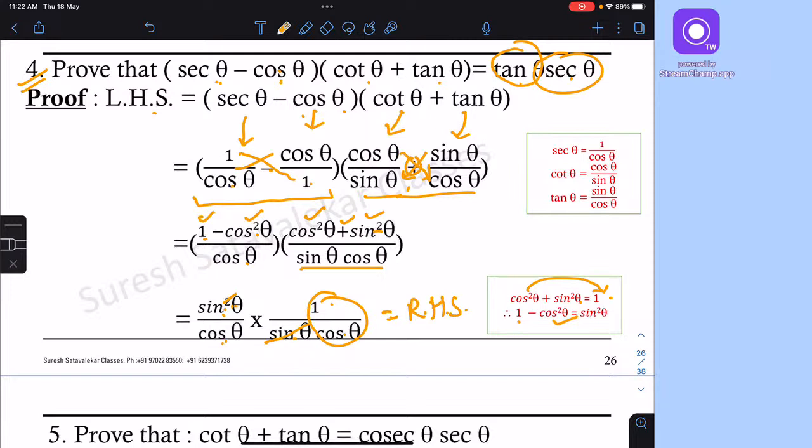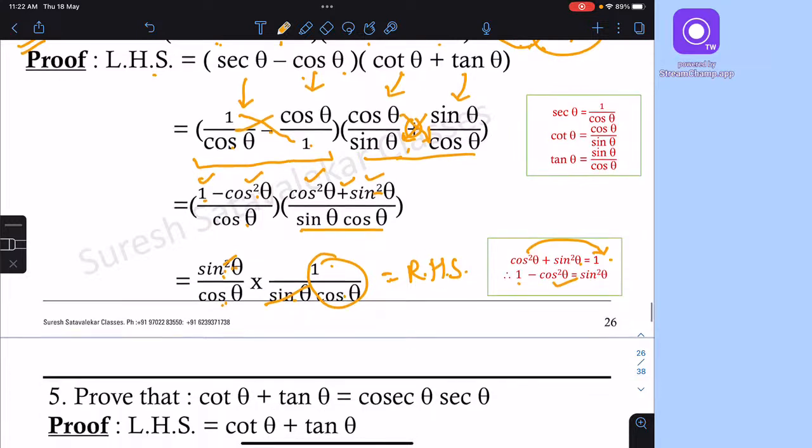Okay. It may be difficult to start with RHS and get LHS, because RHS is a very simple thing. LHS is slightly complicated. From simple to complicated is difficult. Complicated can be simplified to get simple.